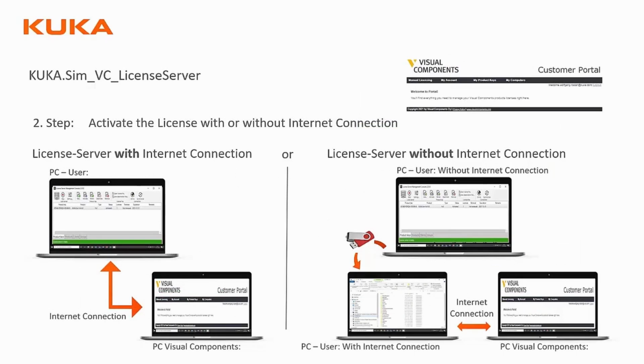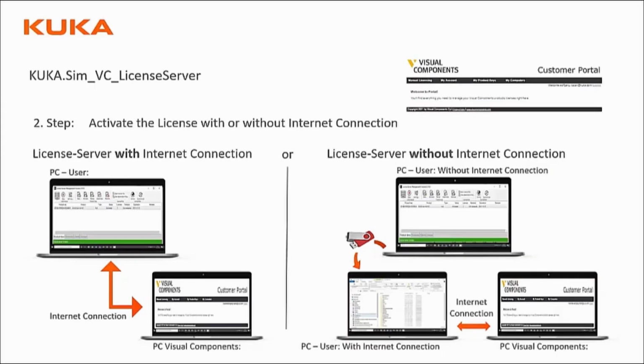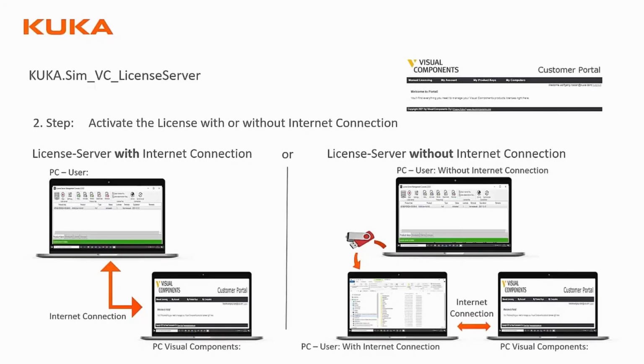The second step, you go to the license server management and you have to activate the license. And you have also 2 options. One, the easier one, is with an internet connection, and the little more tricky one is without an internet connection, because here you have to transfer the license file from the PC without the internet connection to one with an internet connection and then actually activate it on the Visual Components website.